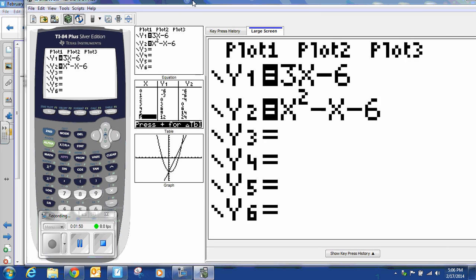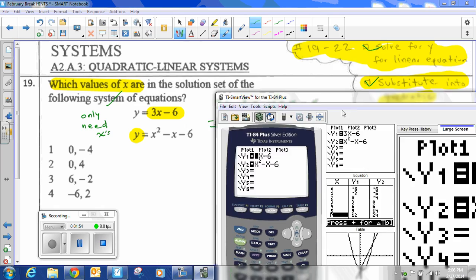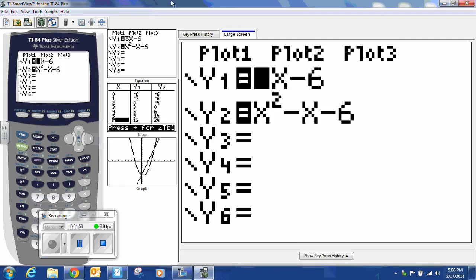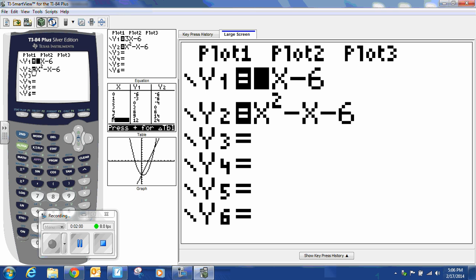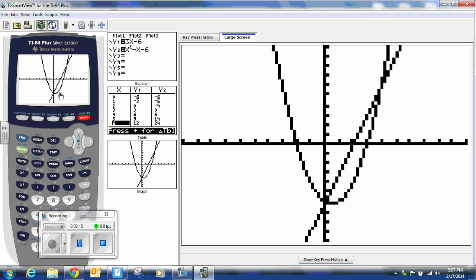So I went ahead and typed in both equations. We have 3x minus 6 and x squared minus x minus 6. So there we have it, y1 and y2. Let's graph it, take a look. So here we go. There's the linear equation and there's the quadratic, parabola and a line. There are 2 points of intersection, and the question was, what are the x values of it?